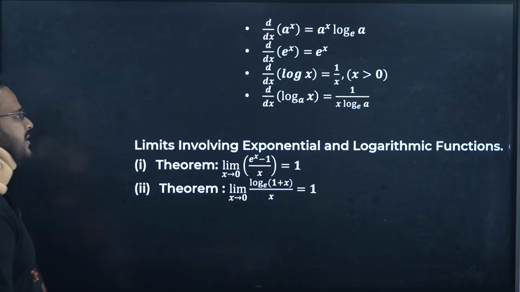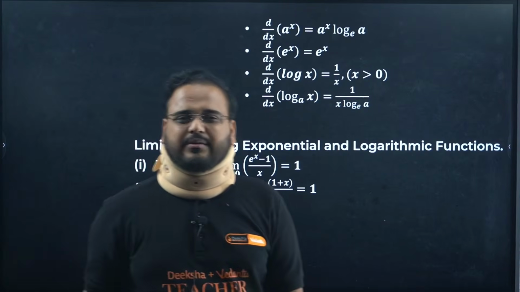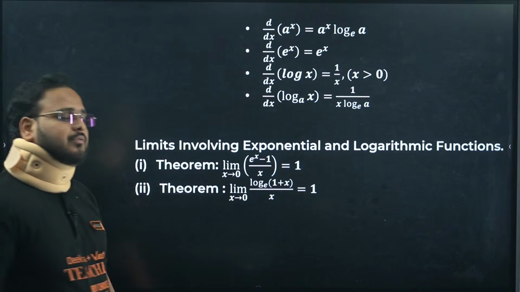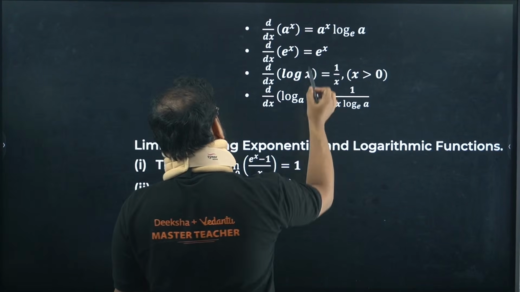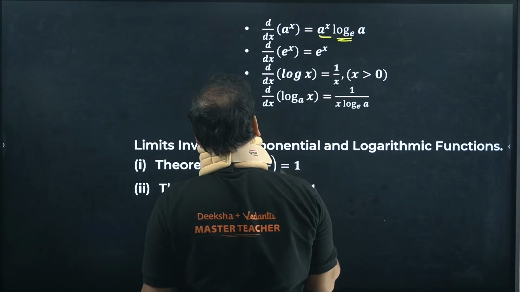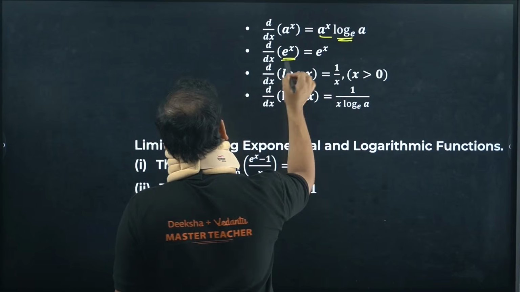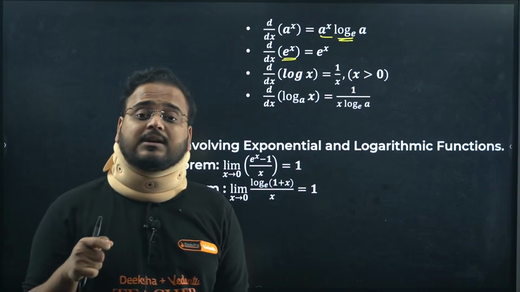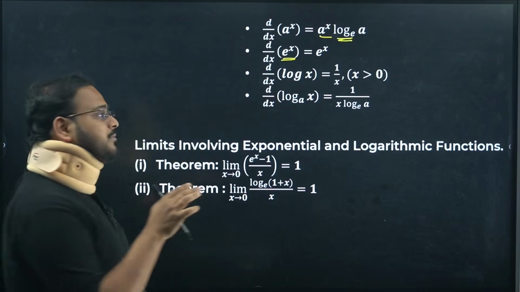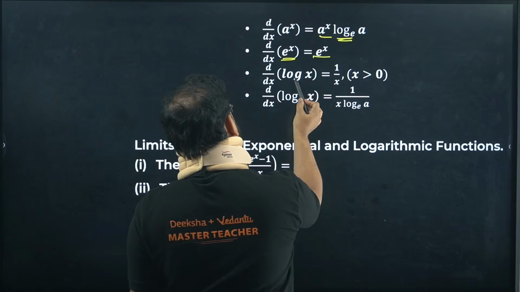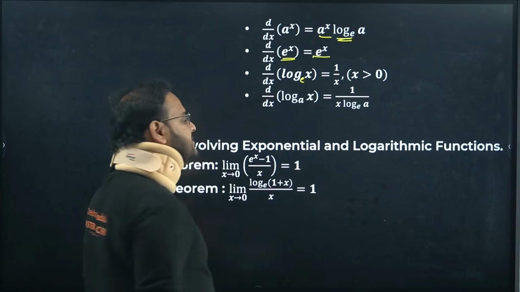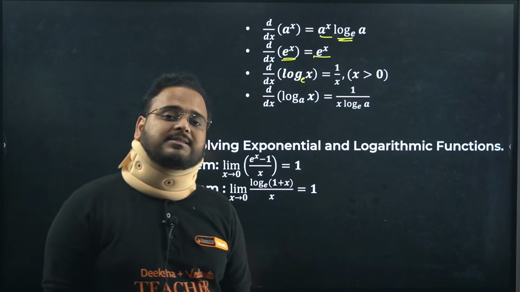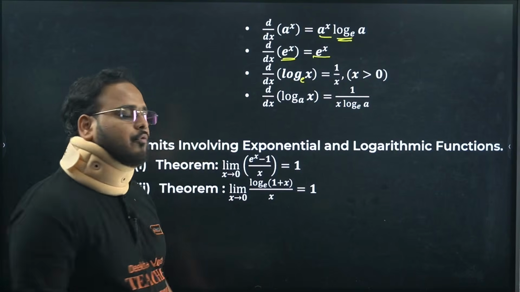Some simple formulas. My recommendation, you can use NCERT for this. Very simple results, not much is there. The derivative of the exponential function a power x becomes a power x ln a, where ln a is log of a with the base e. If you have the natural exponential function e power x, whenever e is involved, that is called the natural exponential function, then it becomes e power x only. For log, if the base is e, it becomes 1 by x. If the base is not e, something else is there, you write 1 by x ln a.